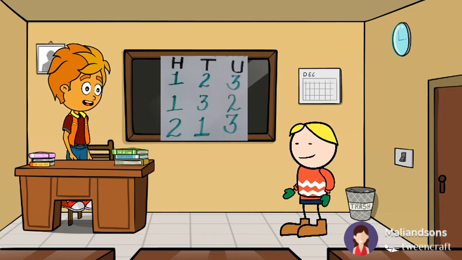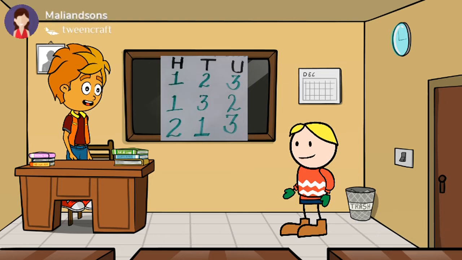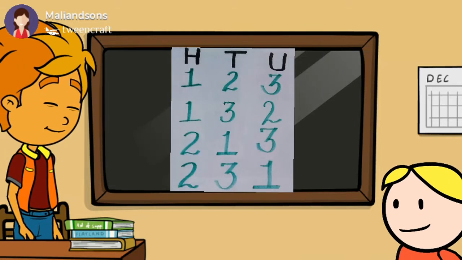Now we will take 2 at 100 place, 1 at 10 place, and 3 at unit place. Therefore, what's the new number formed? 213. If we interchange the digits of tens and units place, which new number is formed? 231.